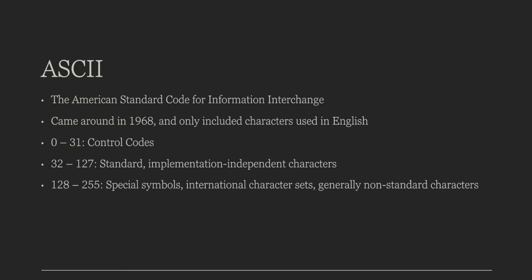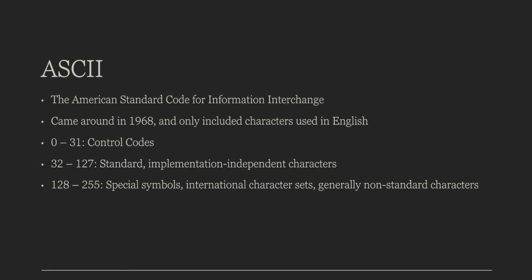And then ASCII is the American Standard Code for Information Interchange. It came around in 1968 and only included characters used in English. So it's basically a system where every character is connected to a code point.